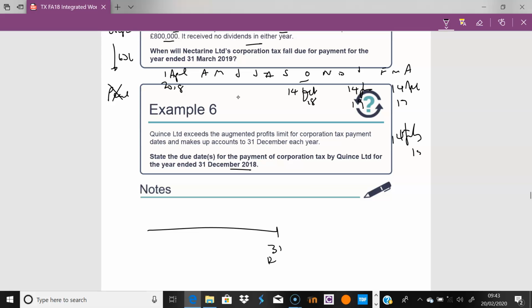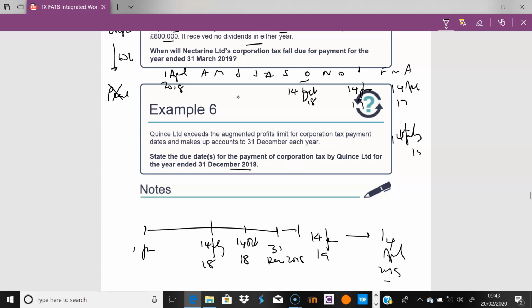I start within my year. This is the key point. Within my year, it's a 12-month period, so that was the 1st of January. I'm going 7 months. This is a nice one. I know the 7 months takes me straight to the 14th of July 2018, then month 10 is the 14th of October 2018, then 13 is the 14th of January 2019, and then I have the 14th of April 2019. Those are the due dates.